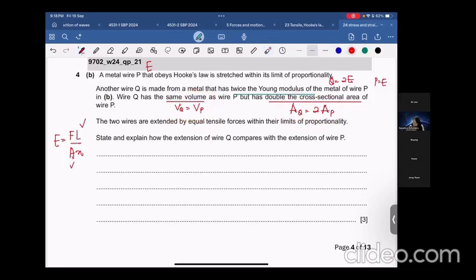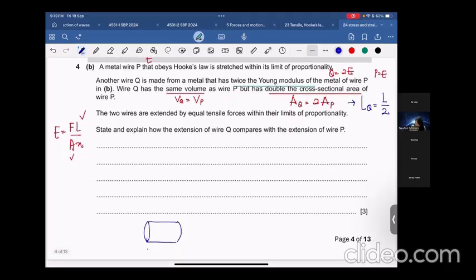So from this sentence, I can get another, third piece of information: the length for Q will become half of it. Do you get the idea? Same volume. If you double the area, then your length will be shorter. If your area is half, then you will be longer. At the end, you can create the same volume. Get it?